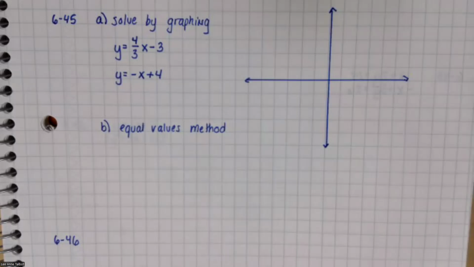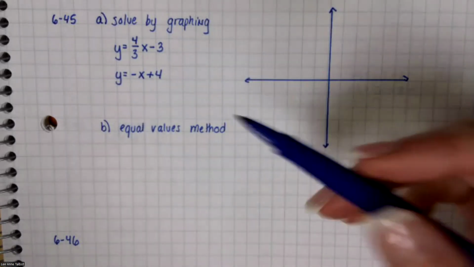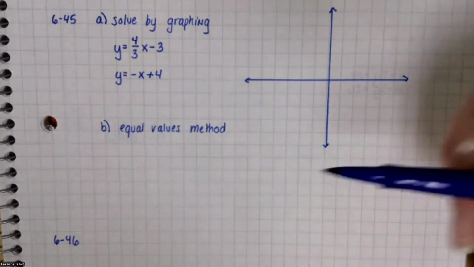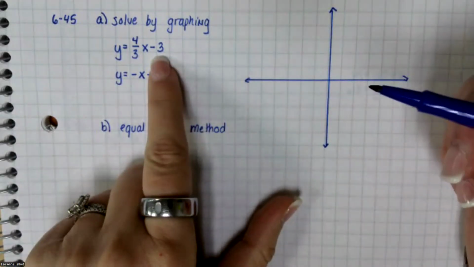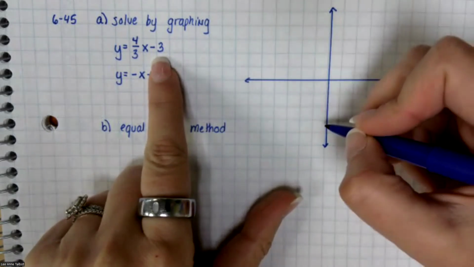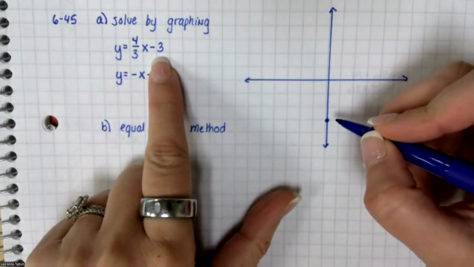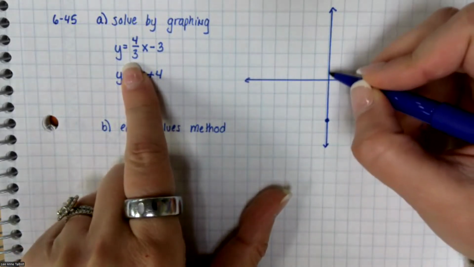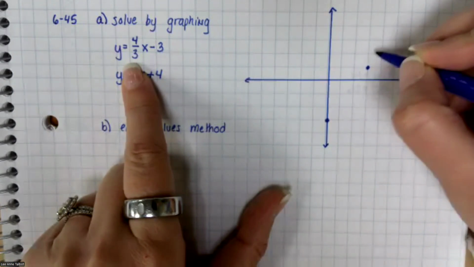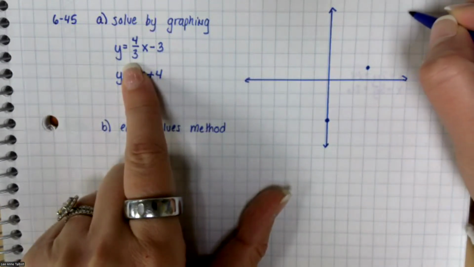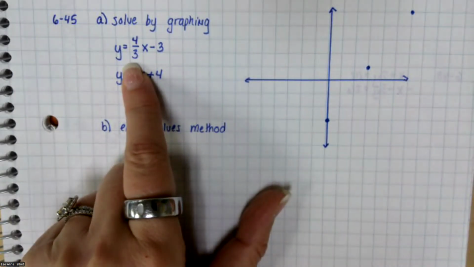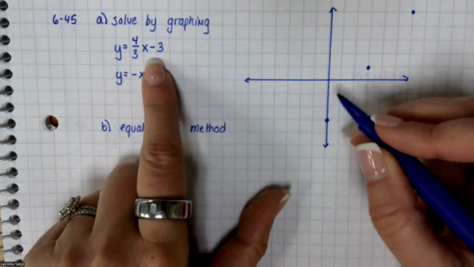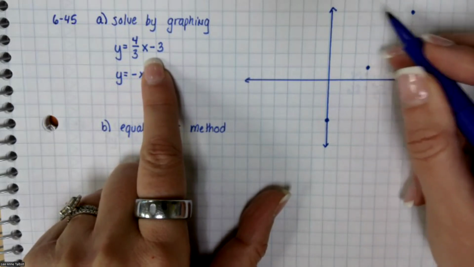All right, solve by graphing. Solve by graphing means you graph the two lines and find where they cross. I'm going to start with the top one. This is a -3 for b, so I'm going to start at -3. And then the slope is 4/3, so that's up 4/3, up 4/3. I started with b at -3, up 4/3, up 4/3.